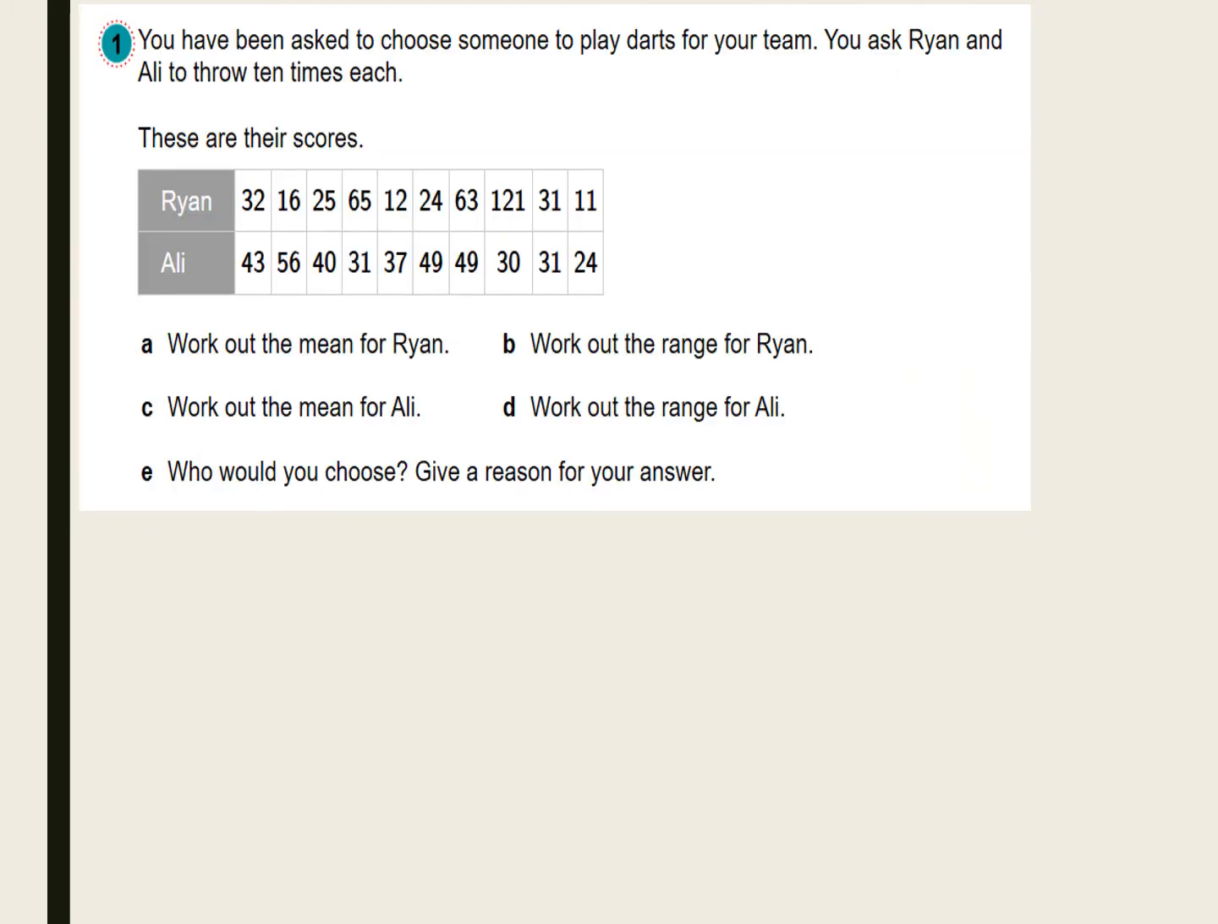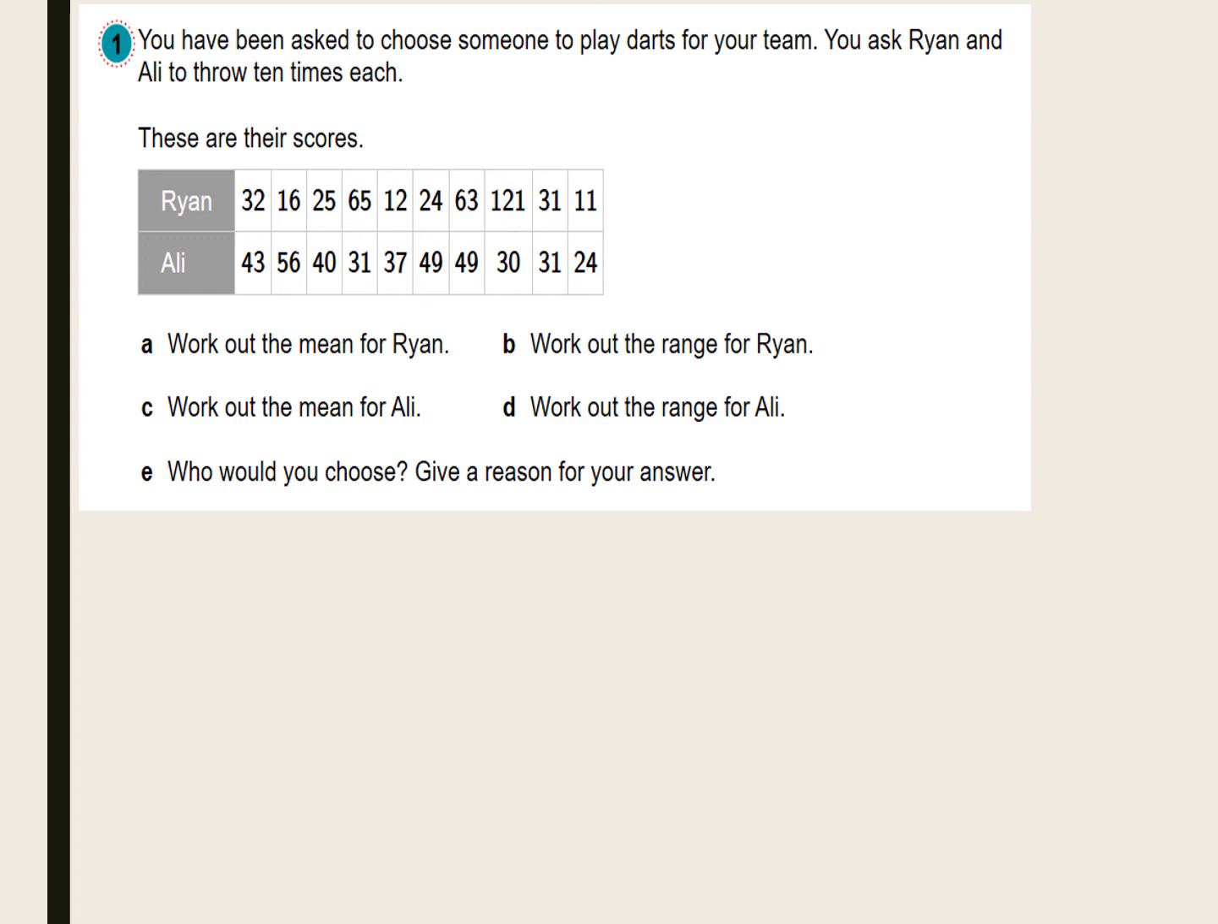Now, this exercise is found in your book, page 292. You have been asked to choose someone to play darts for your team. You ask Ryan and Ali to throw 10 times each. These are their scores. Work out the mean for Ryan.